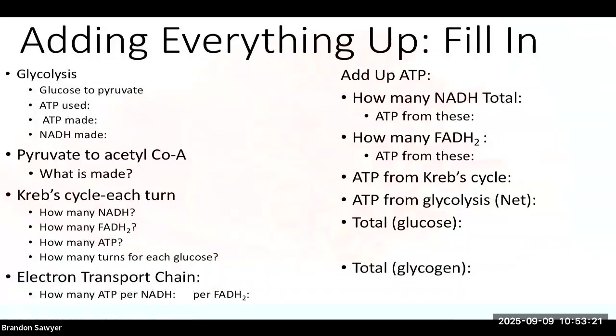So glucose splits into 2 pyruvates. Each pyruvate turns into acetyl-CoA. Say that one more time. Glucose turns into 2 pyruvates, and each pyruvate turns into acetyl-CoA. Got it. They just split again. Thank you.